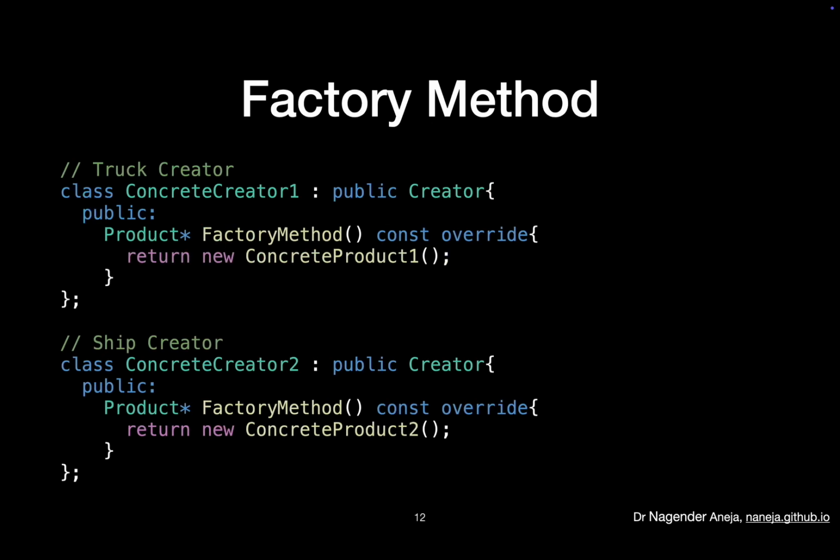Okay, so next we need to have concrete creators. In concrete creator 1, we need to define the factory method, and in the factory method we will create a product of concrete product 1. Similarly, we will have concrete creator 2, and in this case we'd say concrete product 2, right? So we have concrete product 1 and concrete product 2 in different creators.